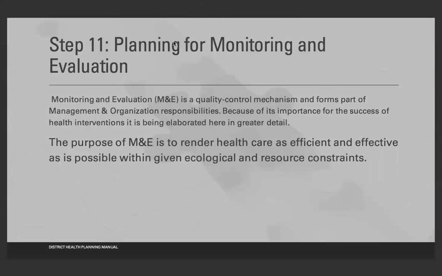Step 11 is planning of the monitoring and evaluation. Monitoring and evaluation is a quality control mechanism and forms part of management and organization responsibilities. Because of its importance for the success of health interventions, it is being elaborated here in great detail. The purpose of M&E is to render healthcare as efficient and effective as possible within given ecological and resource constraints.